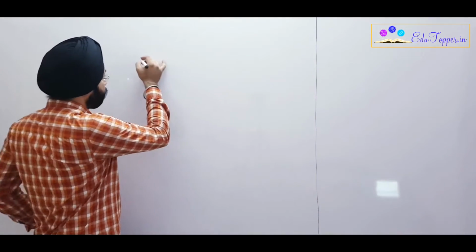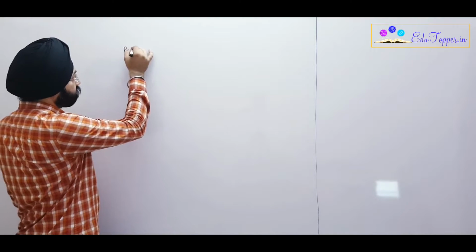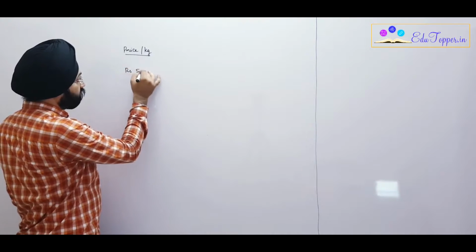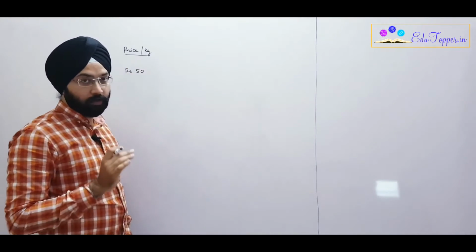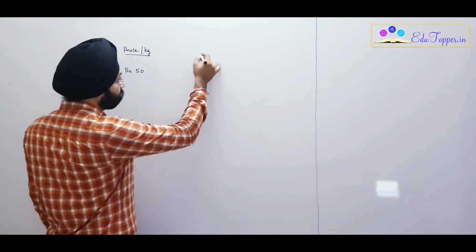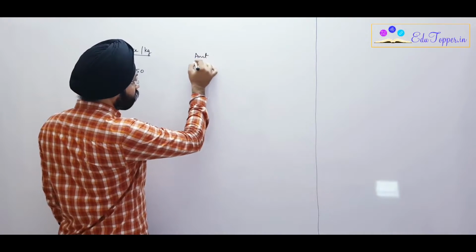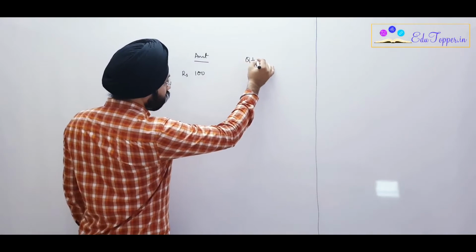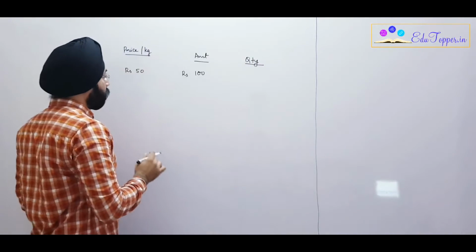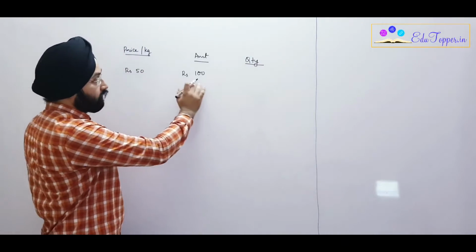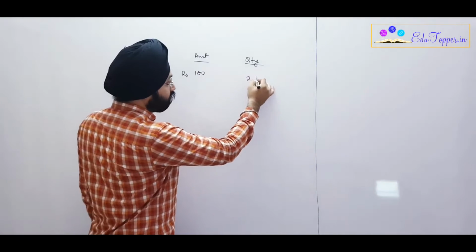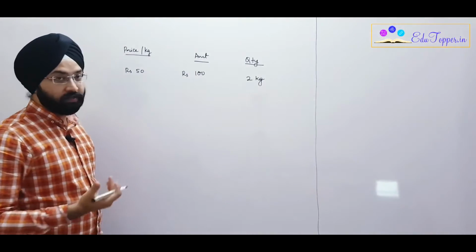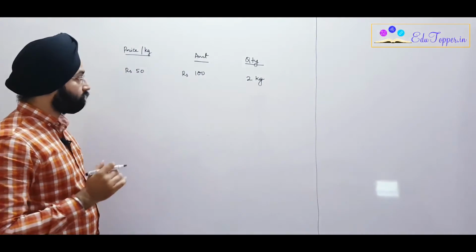The price of mangoes is 50 rupees per kg. The amount of money that you have is 100. What will be the quantity of mangoes that you will be buying? 50 rupees per kg, you have 100 rupees. The quantity you will be buying is 2 kg. Or you will get 2 kgs of mangoes for 100 rupees if the rate is 50 rupees per kg.